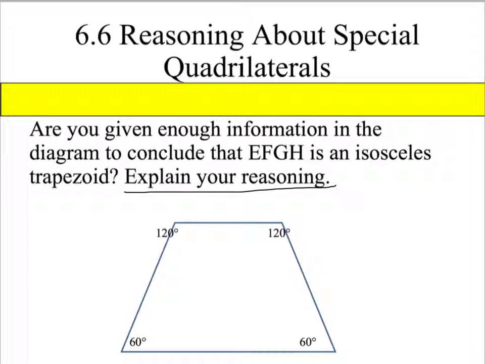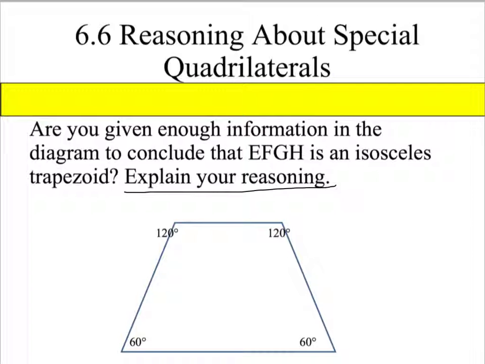All right, so the question says, are you given enough information in the diagram to conclude that EFGH is an isosceles trapezoid? Again, explain your reasoning. So when we look at this, what is the definition of an isosceles trapezoid? Well, first, it has to have two sides that are parallel, okay? And then second, it has to have 2 legs that are congruent, all right?